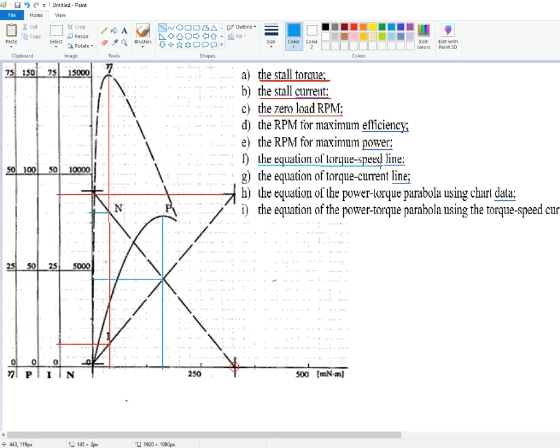Okay, equation of a torque-speed line. So we have the torque-speed line. You know the stall torque. You know the maximum RPM. You write the equation of a line through 2 points. Equation of the torque-current line, you do the same. It's going to be this one. It goes through 0 and it goes through the point.